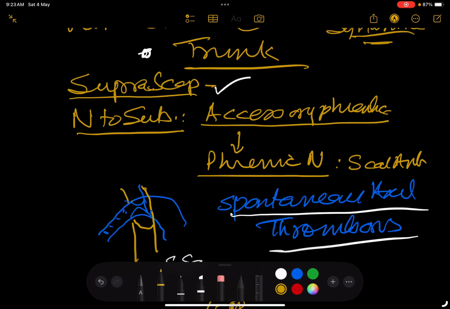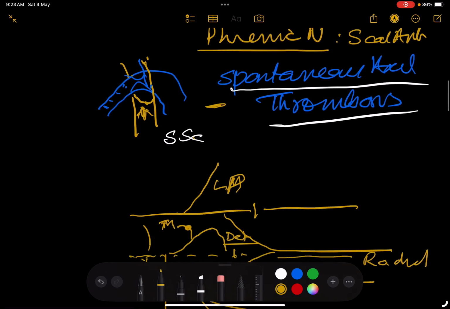The nerve to subclavius gives an accessory phrenic nerve, which winds round and hooks the subclavian vein and meets the phrenic. Now this causes spontaneous axillary vein thrombosis because of stasis.